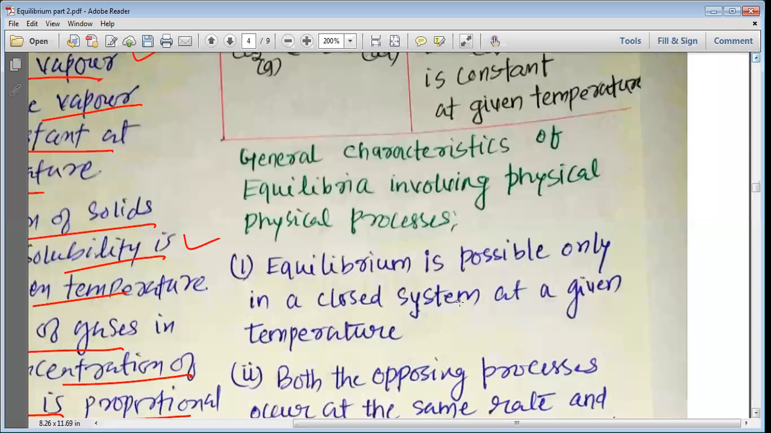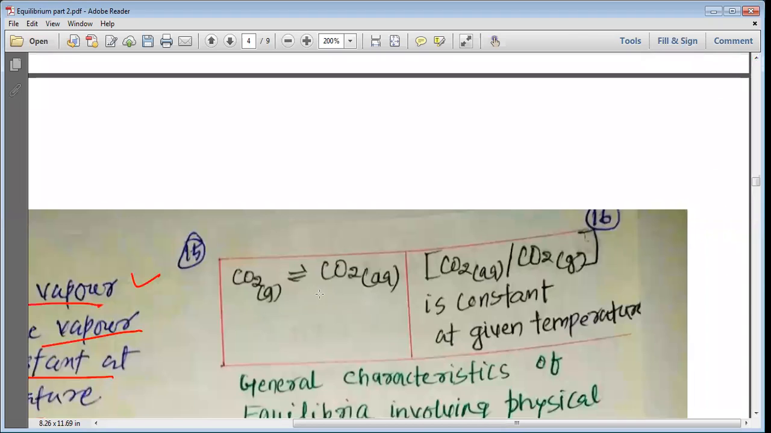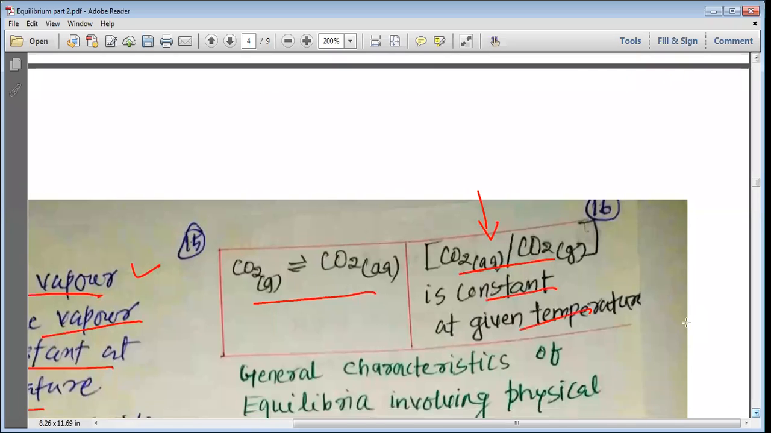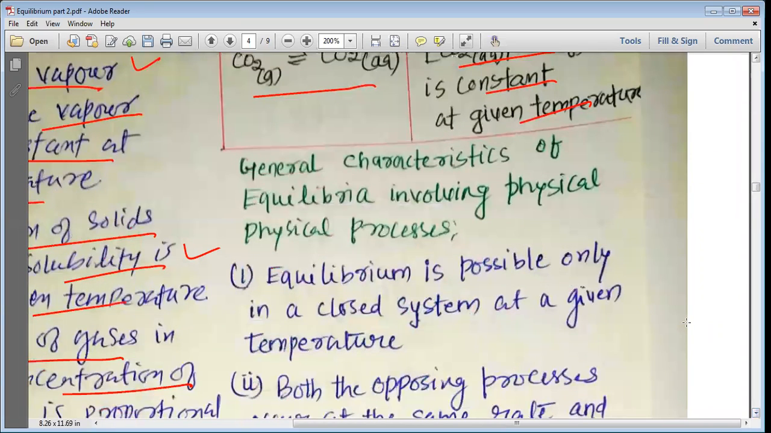And suppose you think about carbon dioxide gas and carbon dioxide aqueous, then the ratio of the mass of the carbon dioxide in the aqueous solution and carbon dioxide available as a gas remains constant. So this ratio remains constant when it comes to the gas and aqueous solution equilibrium. So these were the important points, my dear students.